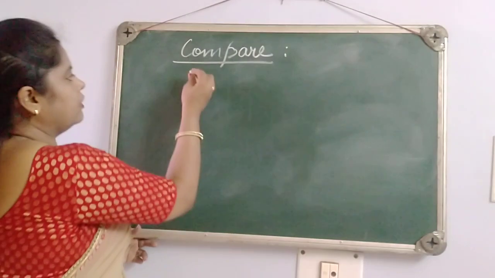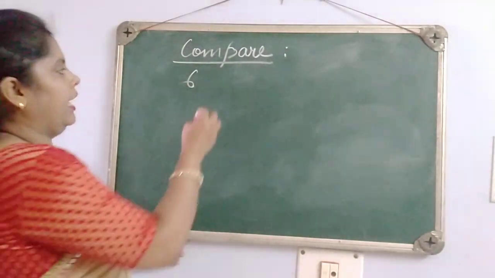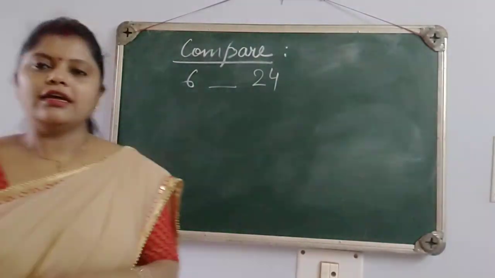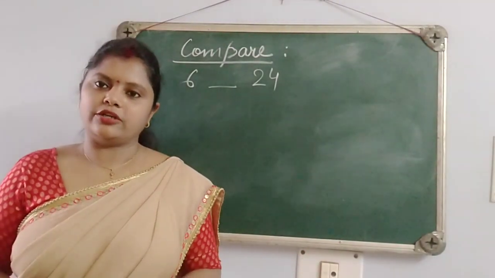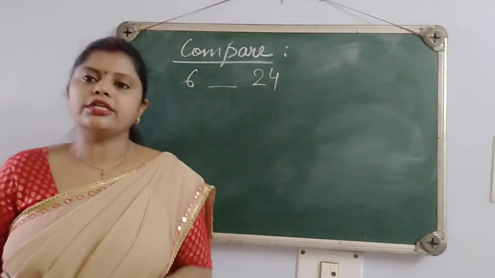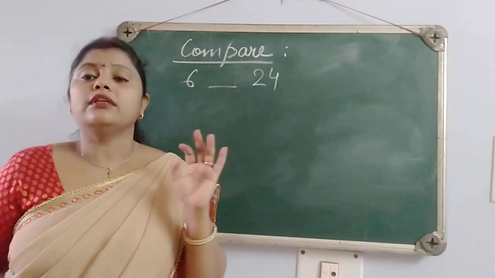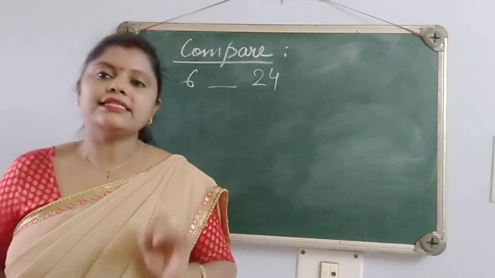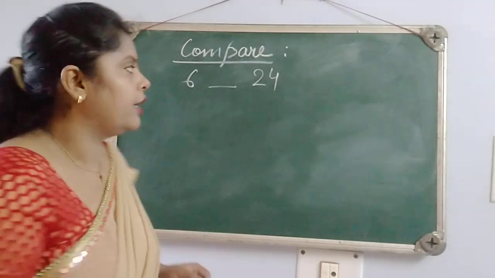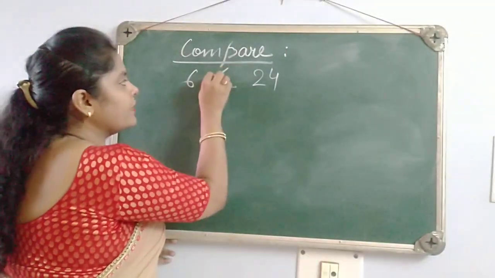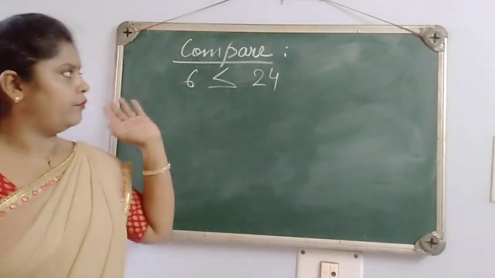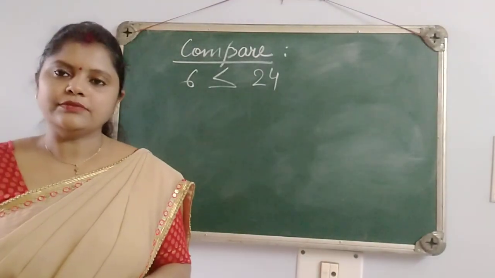Just check it out. First I have written 6 and on the other side I have written 24. It's really very easy to compare such numbers because 6 is a one digit number and 24 is a two digit number. The number which has fewer digits will be the smaller number. So in this case 6 is obviously smaller and 24 is the bigger one. So we can easily compare such numbers.